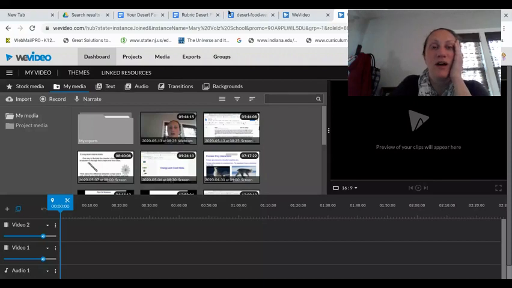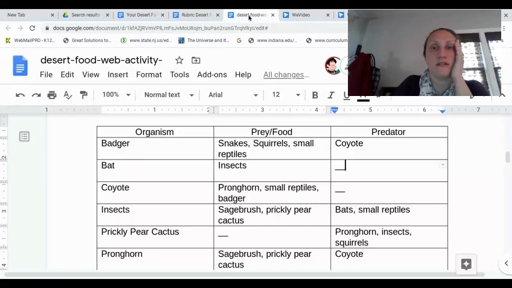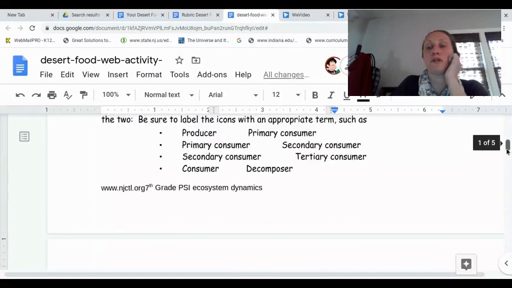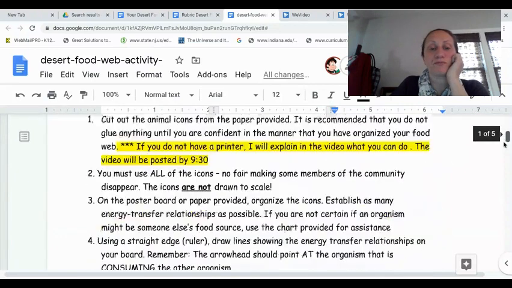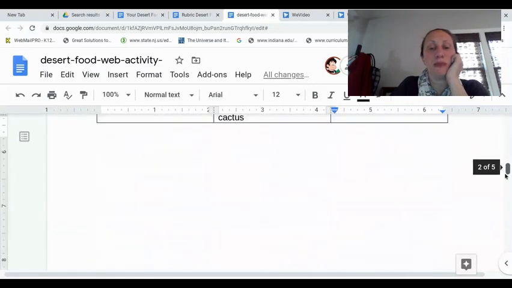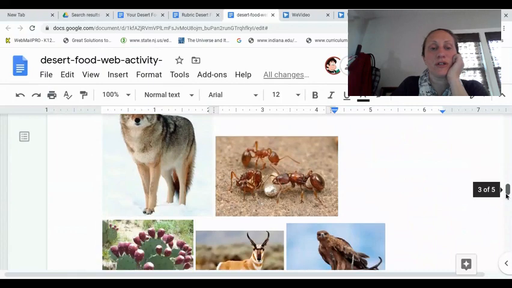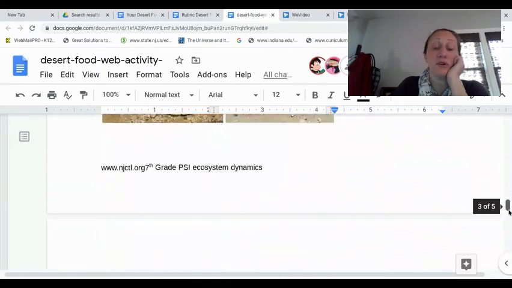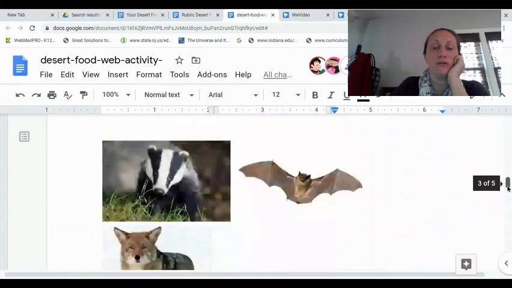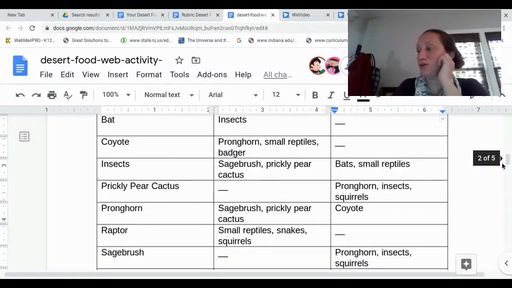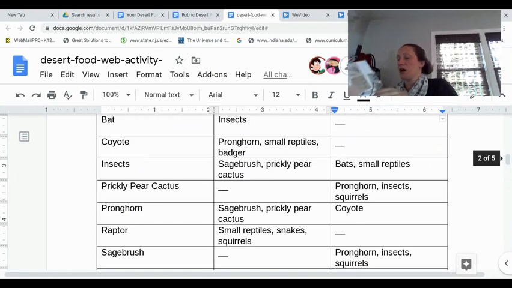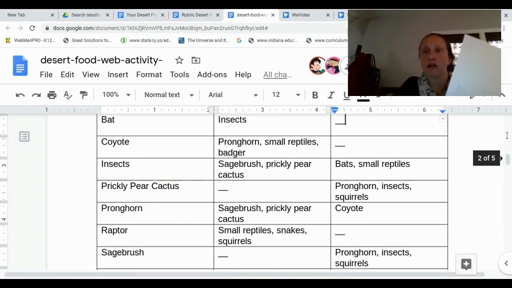Guys, I know that you're probably looking at this desert food web activity and probably a little confused. So I'm going to try to explain it to you. First off, if you have a printer, I would print page 3. And if you want to print page 2, go ahead and print page 2. If you do not have a printer, I'm just going to tell you to write the words of the animals on a piece of paper that kind of looks like this.